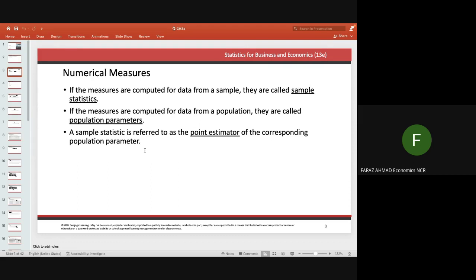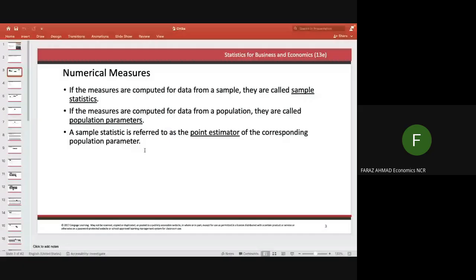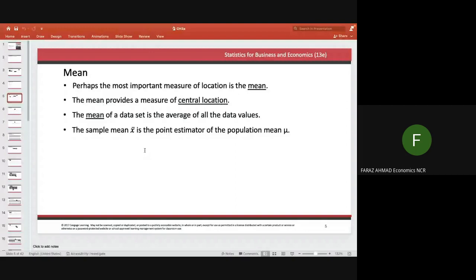For example, sample mean is an estimator of population mean, and sample standard deviation can be an estimator of population standard deviation. So whether it be a measure of location or variability, it can be a point estimator of some population parameter. So we'll talk about mean first. We discussed mean last time, and it's a measure of central location. We call it X bar, and it is an estimator of population mean mu.